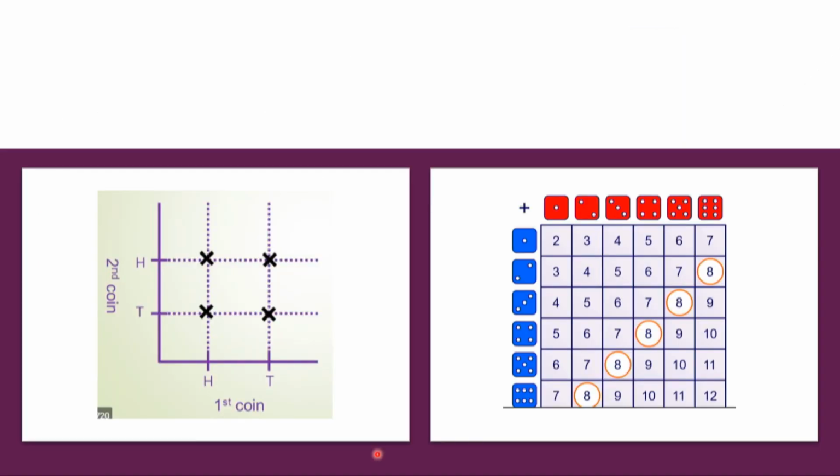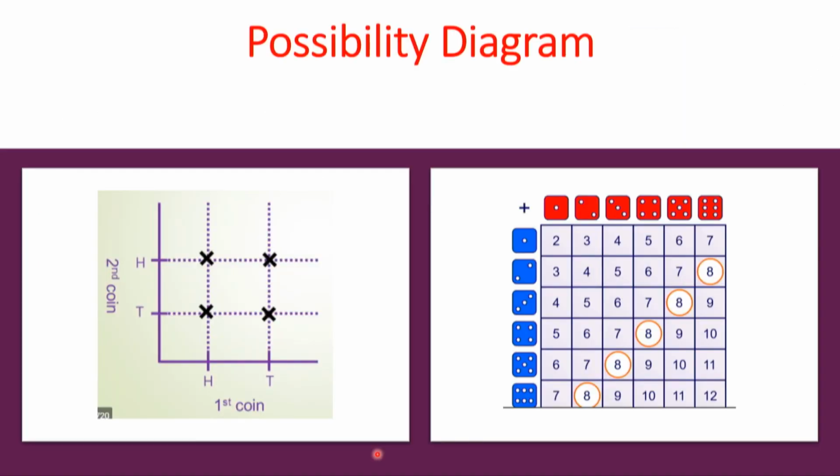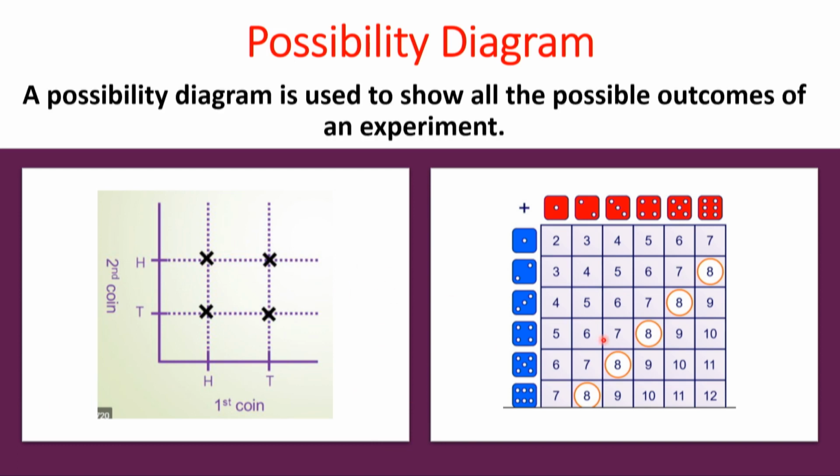Now we move on to the possibility diagram. These are some examples of possibility diagrams, and we will learn now how to draw these. So, what is a possibility diagram? A possibility diagram is used to show all the possible outcomes of an experiment. Instead of listing them in set notation as we have done previously, we are going to use a diagram to illustrate all the possible outcomes.